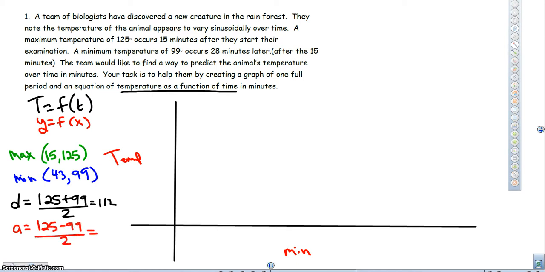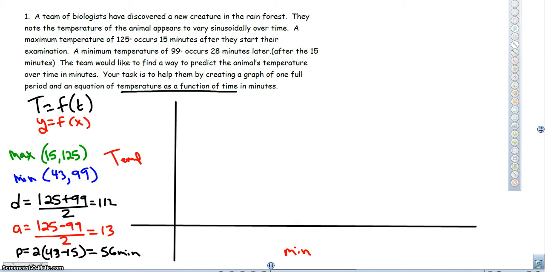And get 13. The period, well, from max to min, that's half of a cycle. So if you look at my x values, the period is going to be double 43 minus 15. So really that's double, 2 times 28, which is 56 minutes. So one cycle, it will take 56 minutes for one cycle to occur. So now let's get the information on my graph and then I'll write the equation.